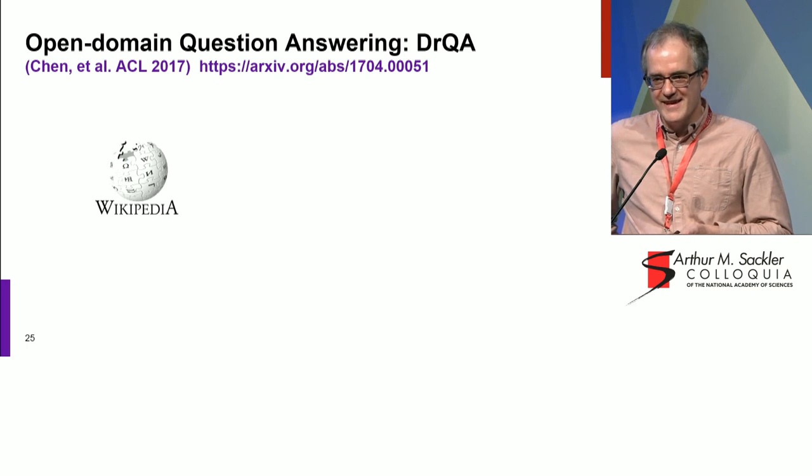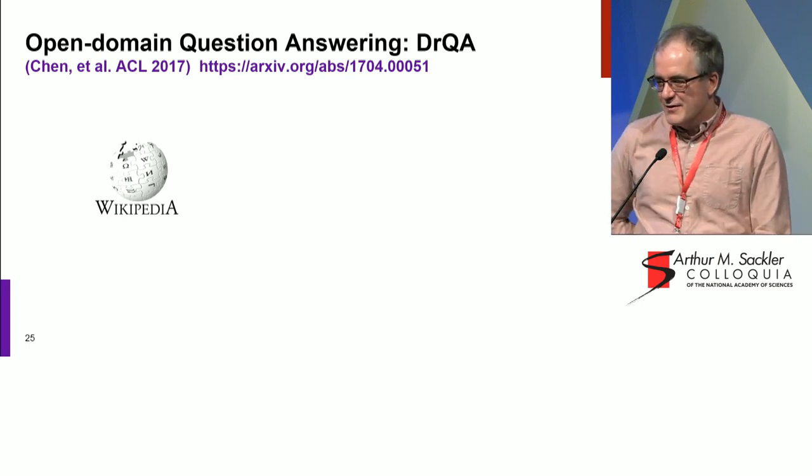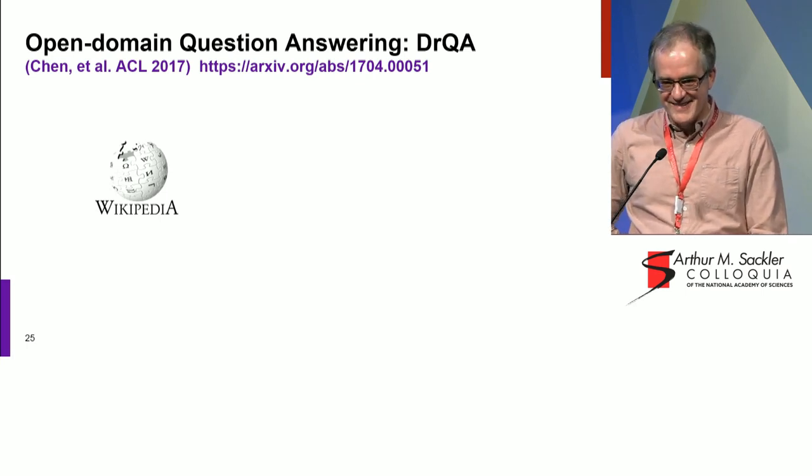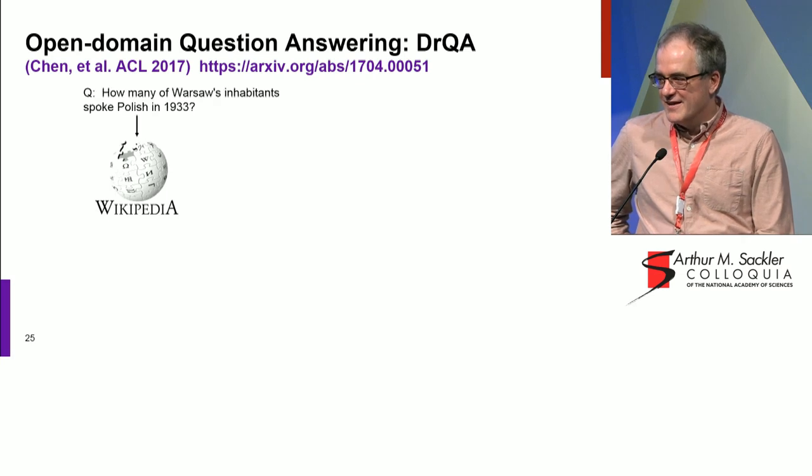Something that's been really interesting about modern neural networks is to the extent that there are just these very few ideas that people can just use over and over again in different contexts, and they work successfully in lots of different places. So I thought I'd say a little bit about doing textual question answering, which already came up briefly in the first talk. And so the idea is we've got all the knowledge of the world in Wikipedia just about, and so we'd like to be able to ask a question of Wikipedia, how many of Warsaw's inhabitants spoke Polish in 1933, and then we might go through two phases.